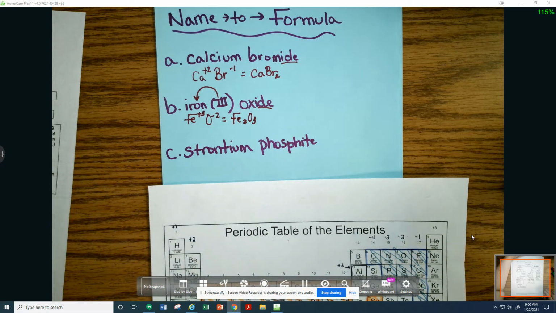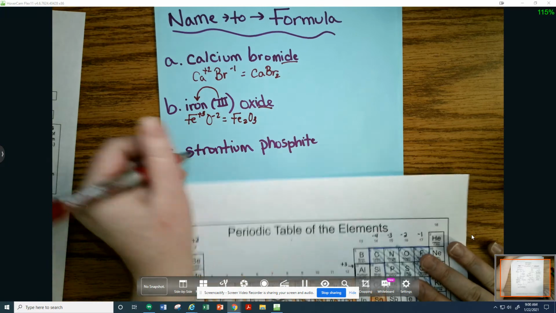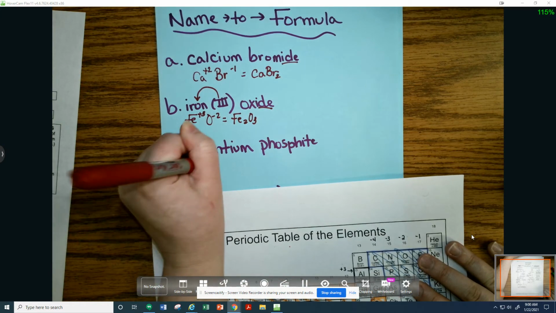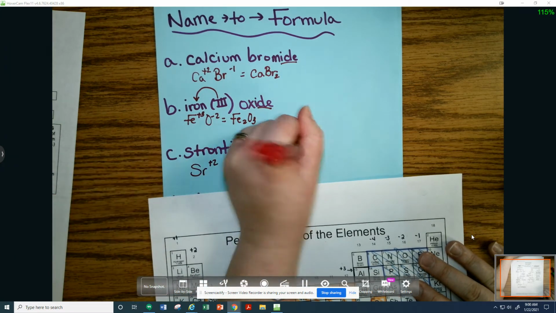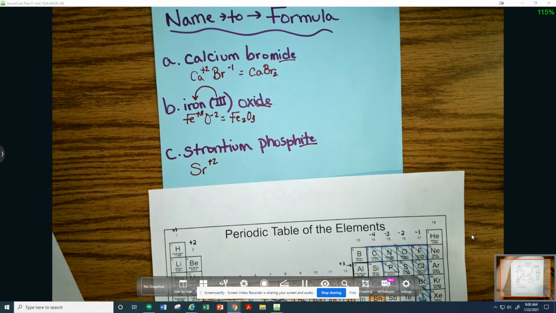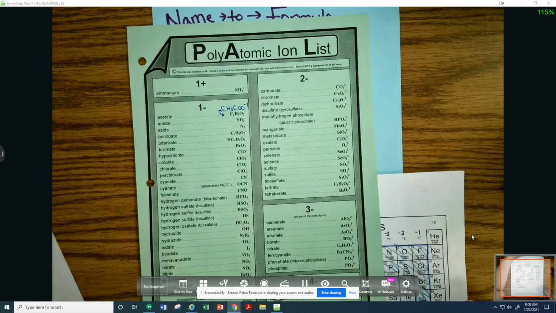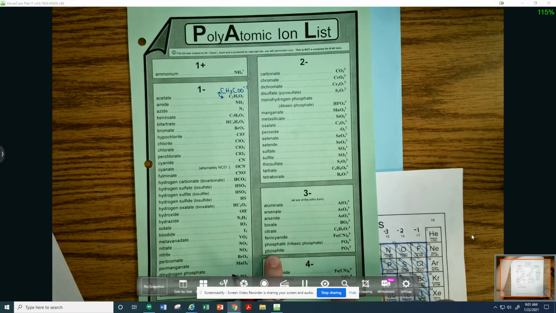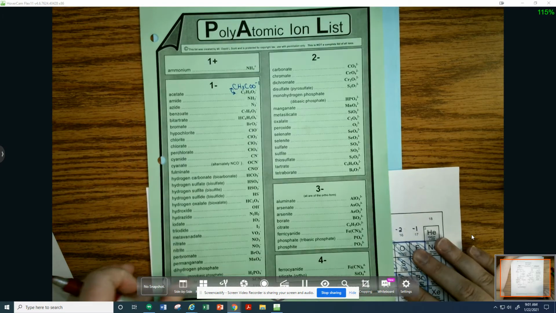So here we have strontium phosphite. Again, there are no Roman numerals. I know its charge; it's an alkaline earth metal, so it is a +2. Here my suffix is "ite." That is a good indicator that I need to reference my polyatomic list and find phosphite. Here I can see phosphite. The formula is PO3 with a -3 charge.